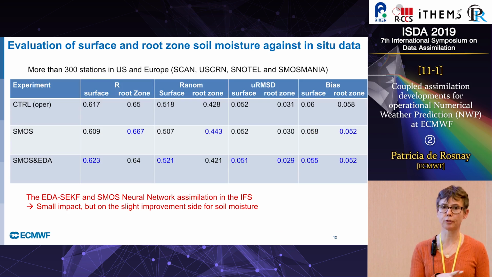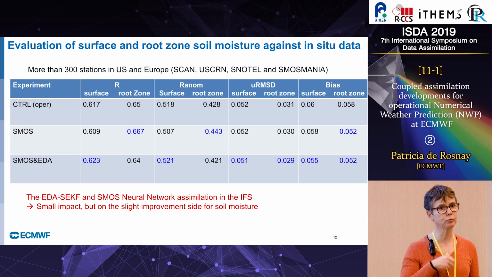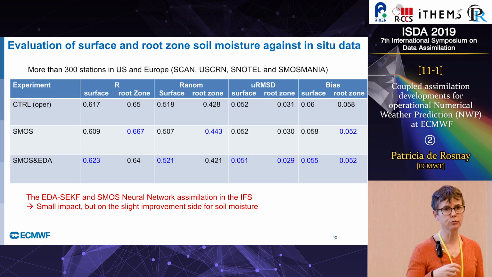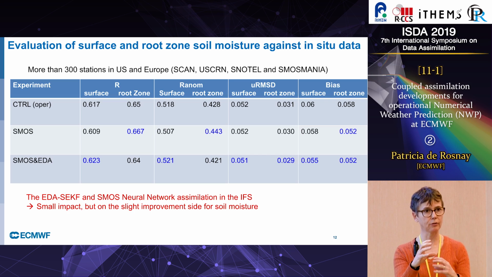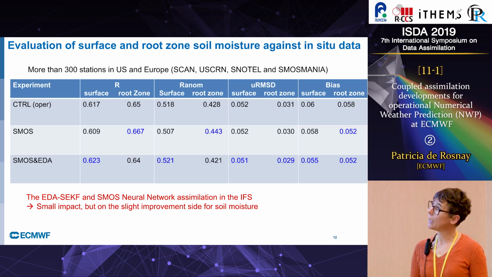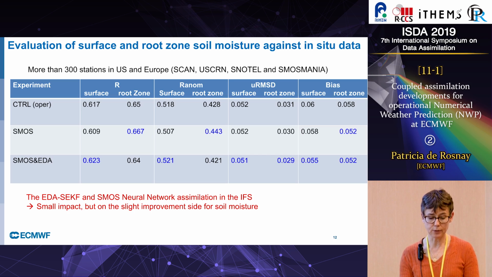And this is an evaluation of the soil moisture itself, because we want to improve the atmospheric system. We do numerical weather prediction, so the priority is to improve the atmosphere, but another priority objective is to improve consistently the atmosphere and the land surface itself. And this shows that compared to in situ soil moisture stations in the US and in Europe, we looked at correlation, anomaly correlation, unbiased root mean square difference, and bias for the 3 experiments.